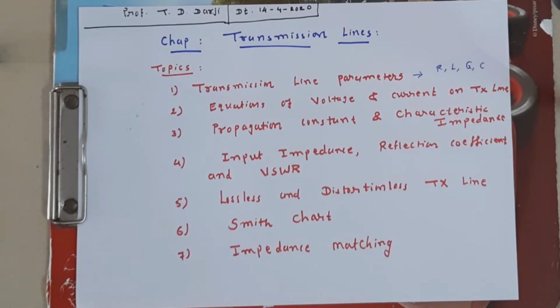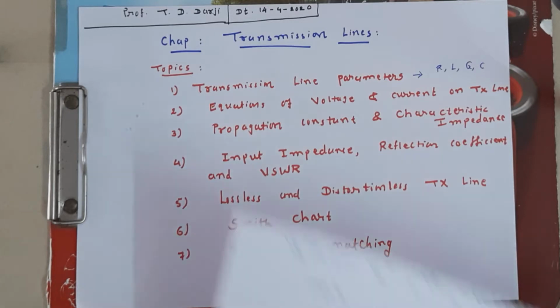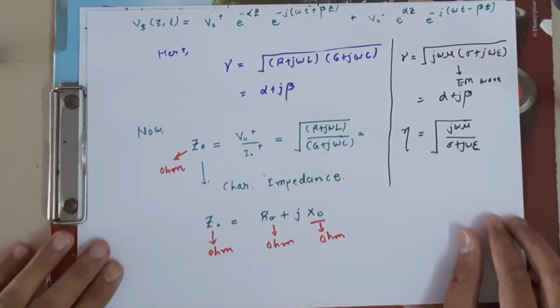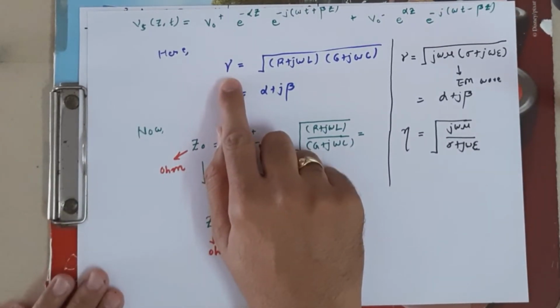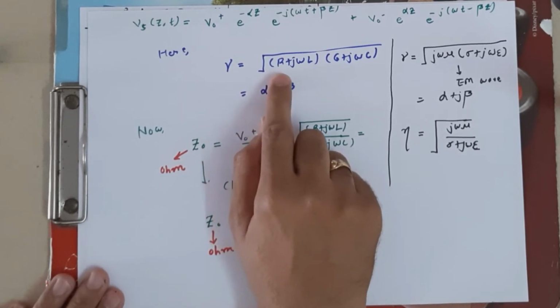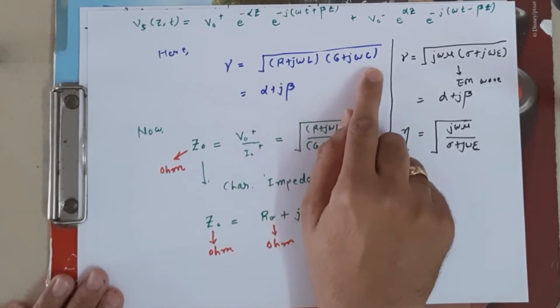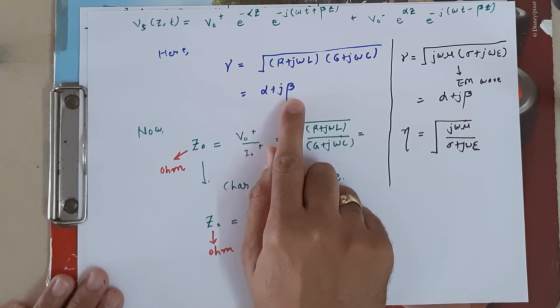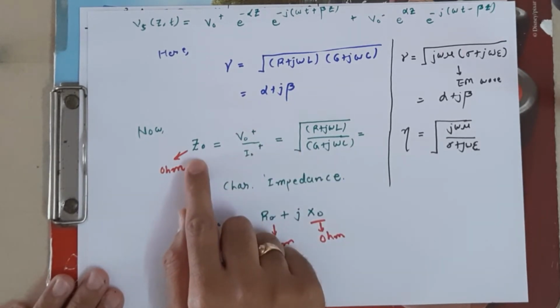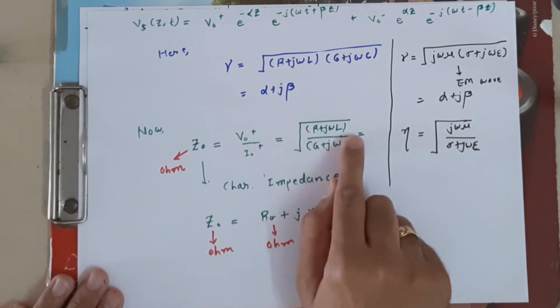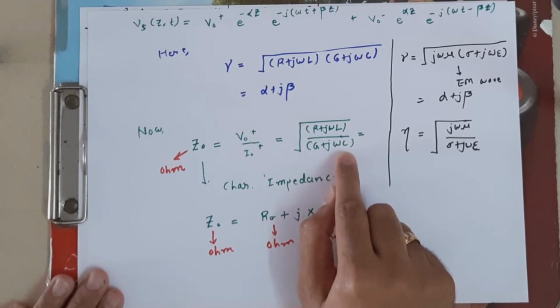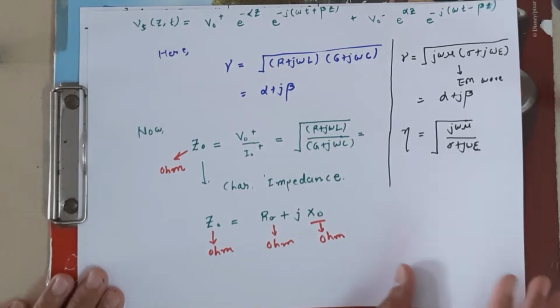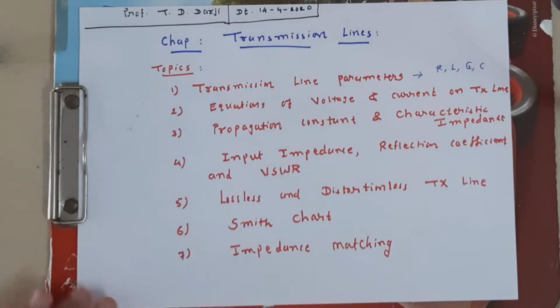Okay, so till now we have derived this equation for the transmission line, gamma, which is known as the propagation constant, which is the square root of (R plus j omega L)(G plus j omega C), which is nothing but alpha plus j beta, where alpha is known as the attenuation constant and beta is known as the phase constant. And next is the characteristic impedance, which is the square root of (R plus j omega L) over (G plus j omega C). Okay, so now in today's lecture we will discuss lossless and distortionless transmission line.